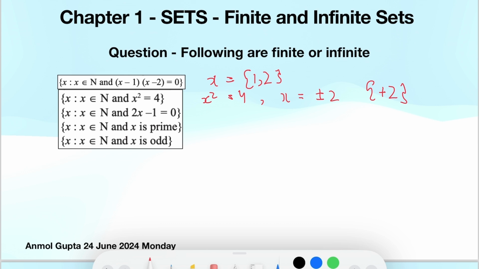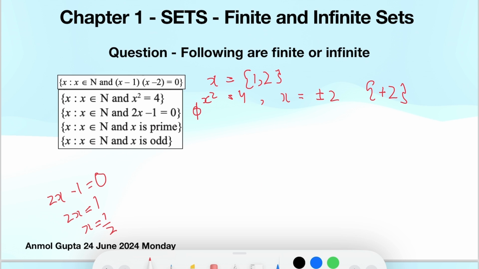The next option is x such that x belongs to natural numbers and 2x minus 1 is equal to 0. If we solve this equation, we get x is equal to 1 by 2. So it is an empty set. Again, an empty set is a finite set.